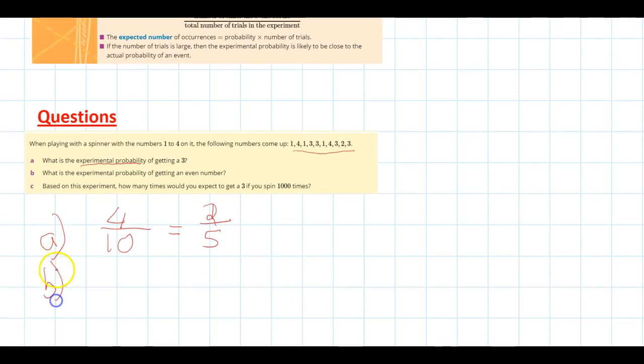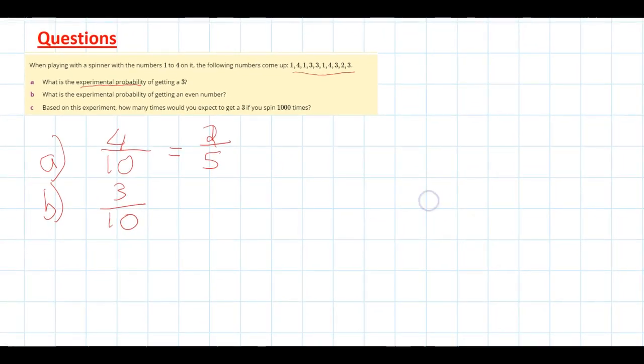Now we can do the same thing for the experimental probability of getting an even number. We just need to count up the even numbers. We have 1, 2, and 3. So a total of 3 out of 10, and that is our fraction there. Again, remember, it's the number of times it actually occurs and how many trials in that actual experiment.